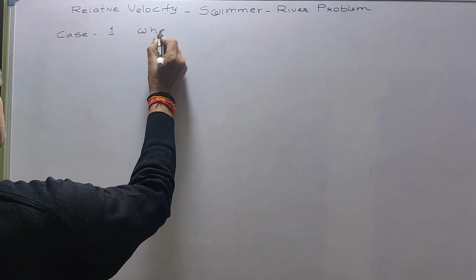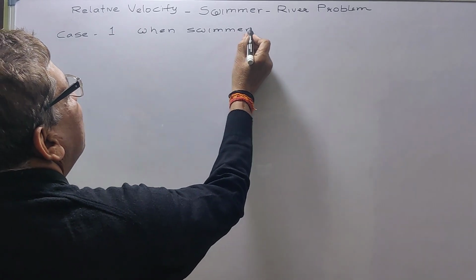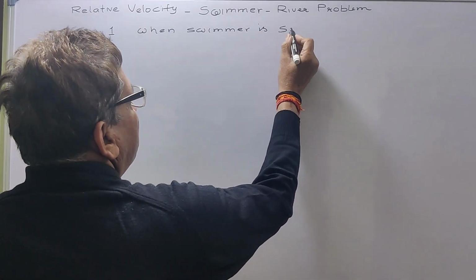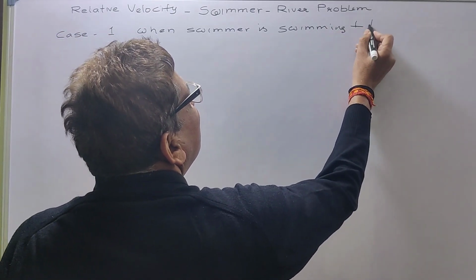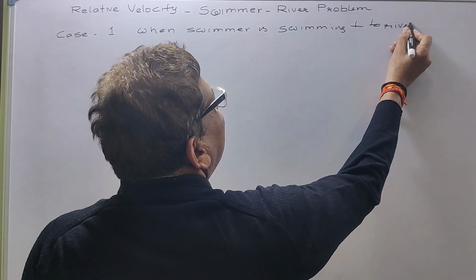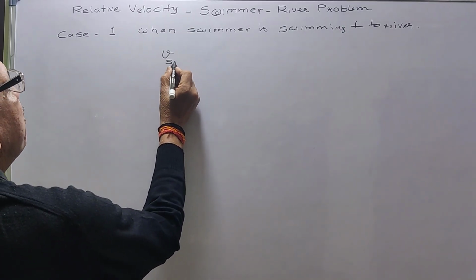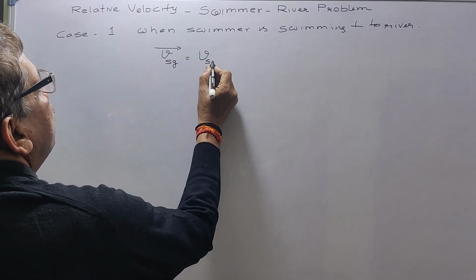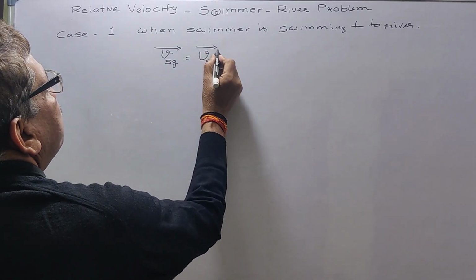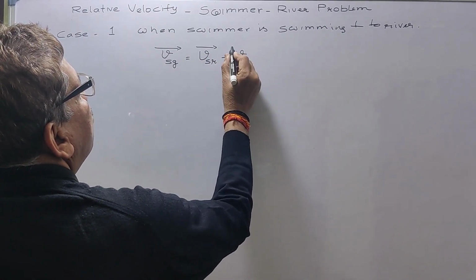when swimmer is swimming perpendicular to river, right? Now we can write down the velocity of swimmer with respect to ground can be written as velocity of swimmer with respect to river plus velocity of river with respect to ground.